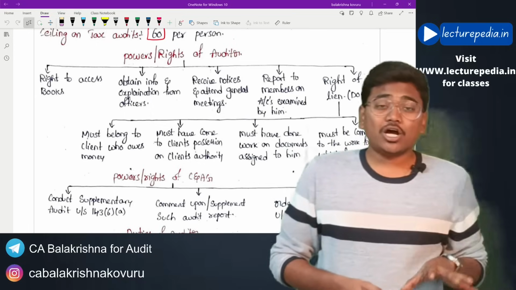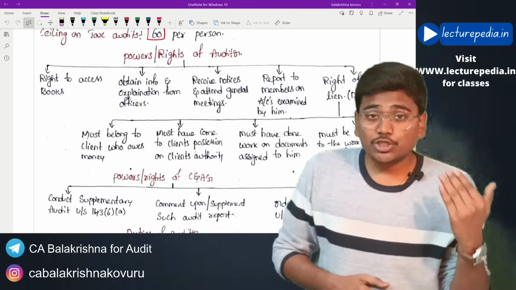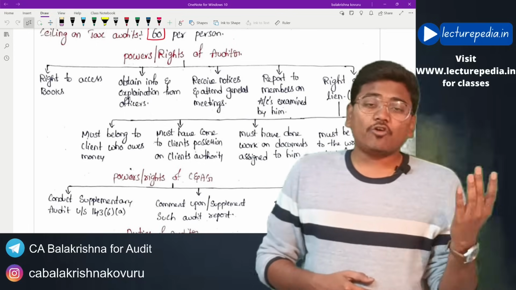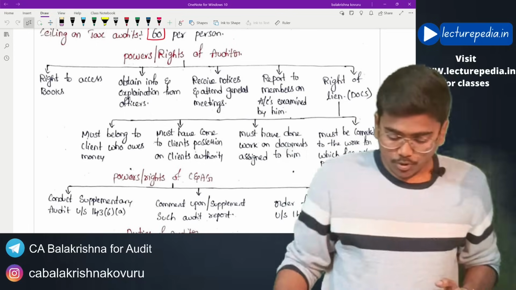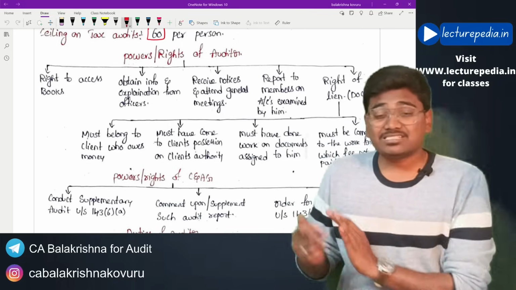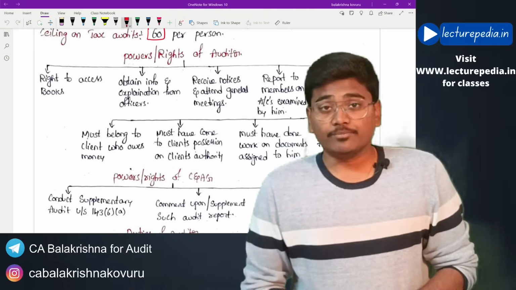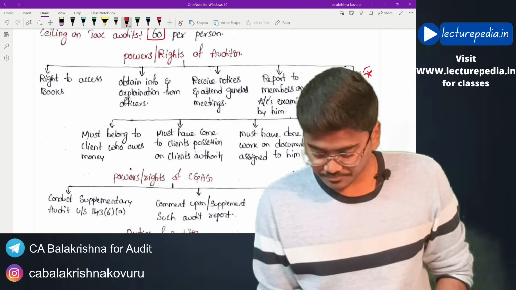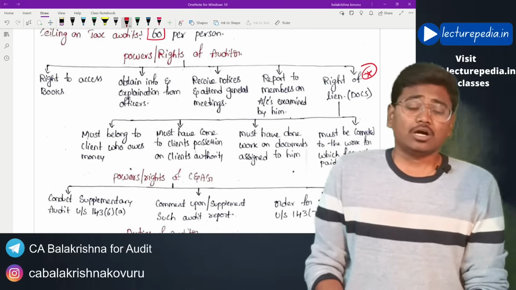After conducting the audit, he has to give his opinion. How will he give it? In the form of a report. He will give the audit report to the members of the company. And the next right is the right of lien. This is very important. MCQs might be asked on this.